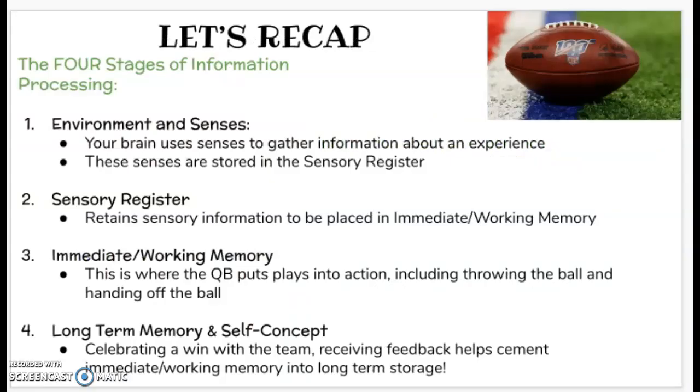Let's recap. Again, the 4 stages of information processing are environment and senses, where your brain is using your senses to gather information about an experience, which are then stored into the sensory register, which retains sensory information to be placed in the immediate or working memory.